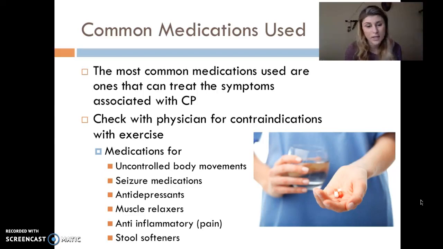So some of them do take antidepressants, muscle relaxers, anti-inflammatories for any pain that they may be having associated with their symptoms, and stool softeners, because a lot of them that are wheelchair bound may want to take things like stool softeners. Some of the uncontrolled body movement medications they can take are benztropine mesylate and Rubinol. Some of the anticonvulsants they might take are gabapentin and Trileptal, and some antidepressants are things like Prozac and Celexa.